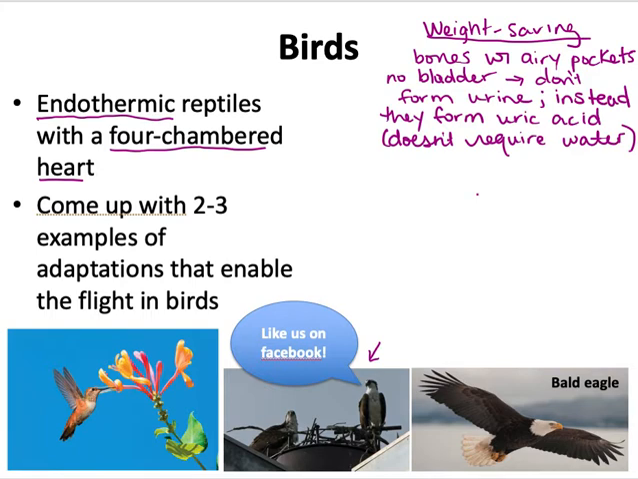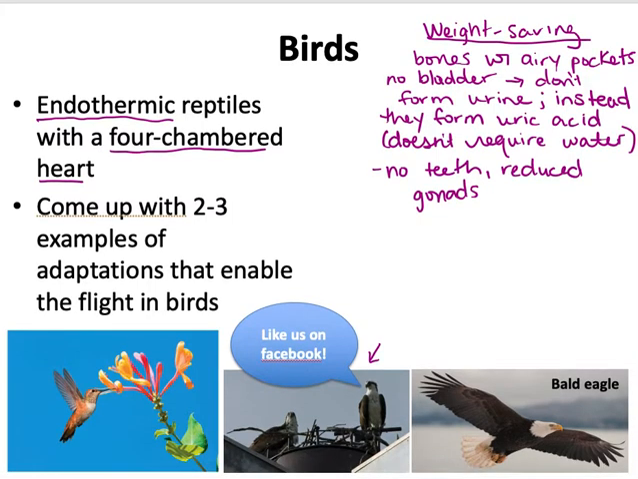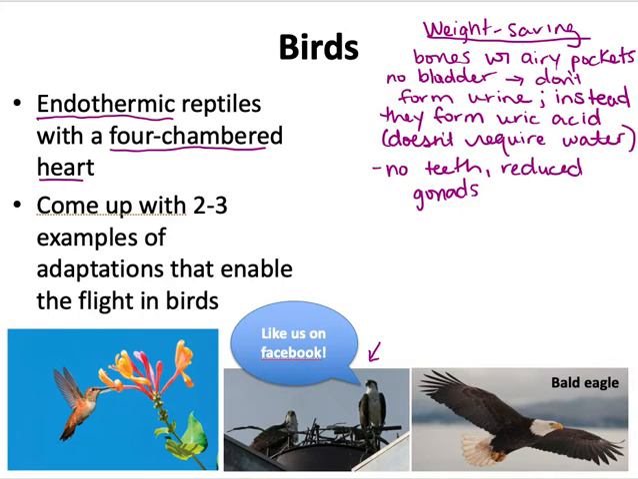They don't have any teeth and have very small gonads. Sometimes they'll have only one ovary. We'll just say reduced gonads. Of course, they lay their eggs, so they don't carry their embryo with them. That's true of all reptiles, though. That's it for the weight-saving features.